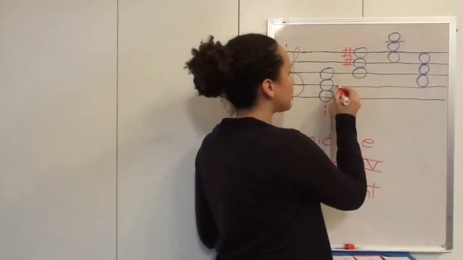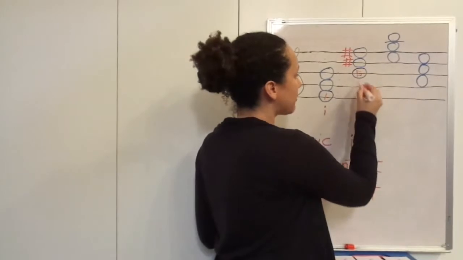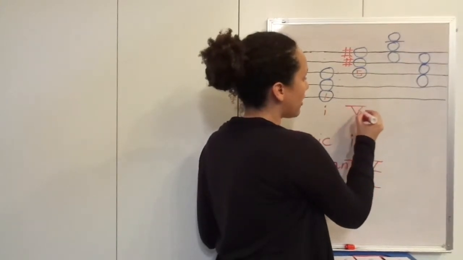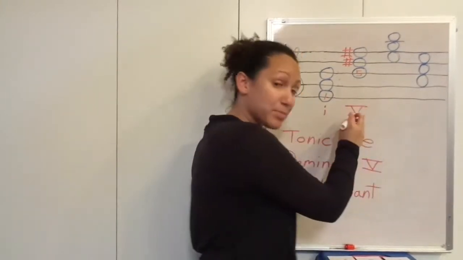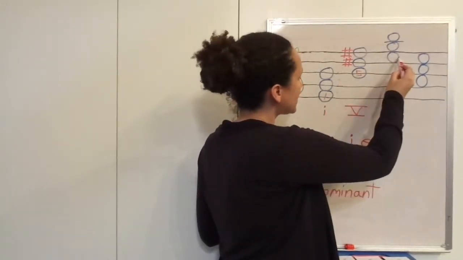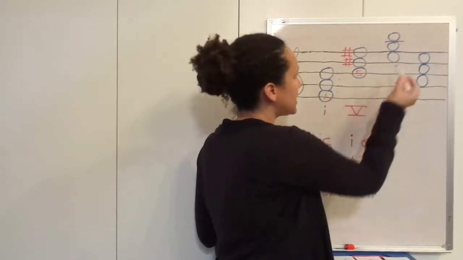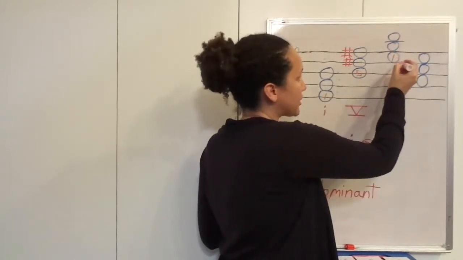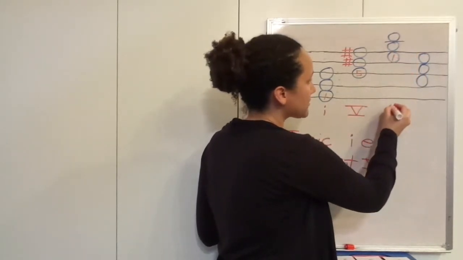Remember 1, 2, 3, 4, 5. So that gives you a 5, and I'll do Roman numeral 5 or V, capital for major. Over here, this is the same as this. It's an E chord, and it's a minor chord. So that's the 1 again.